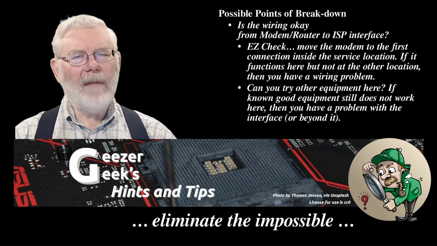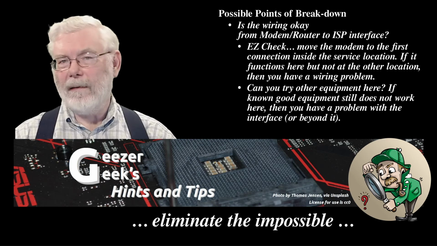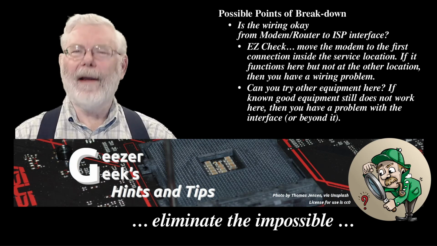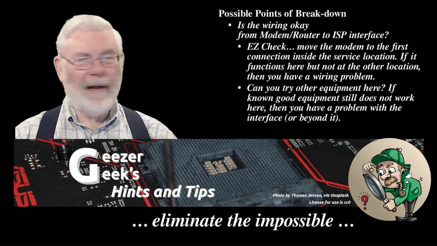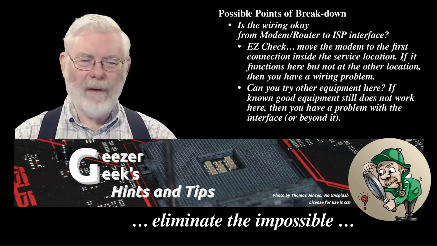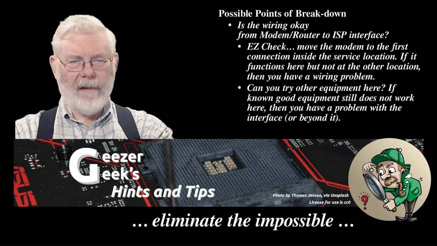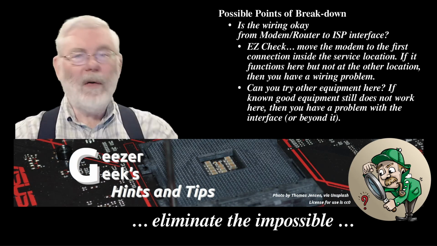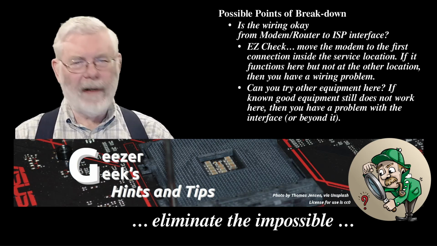If you have the same issue here at this location as you had at the other, then you might assume that since it was working before and it isn't now, the wiring is probably good, and it's something beyond this point, either the ONT or further away. Now, one way of checking further is to take your modem and connect it to a known good line. And if it works there, you know the modem is fine.